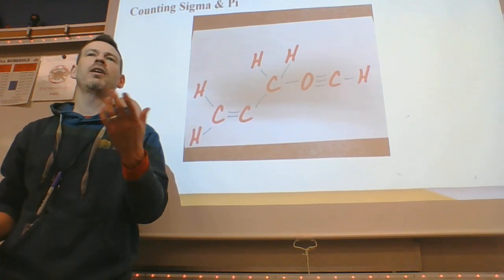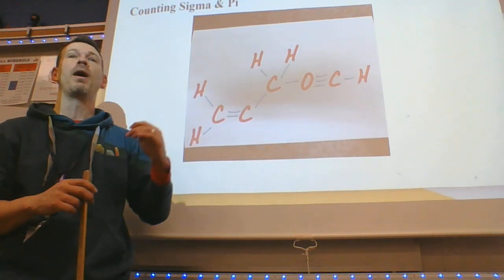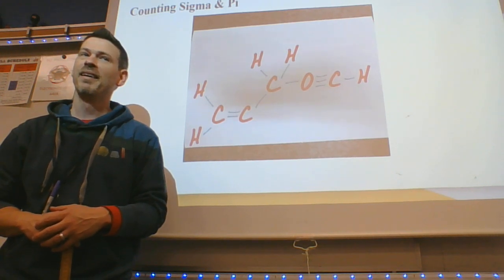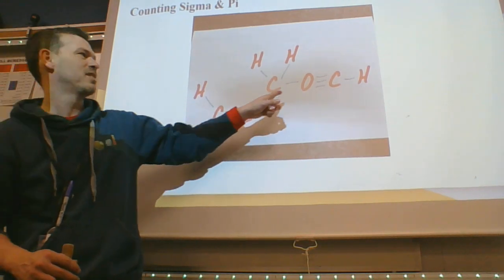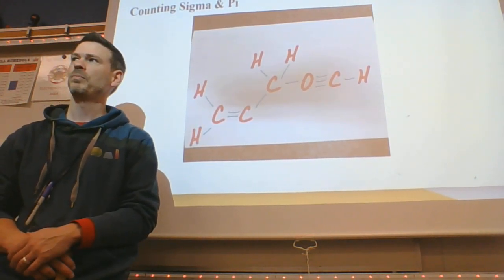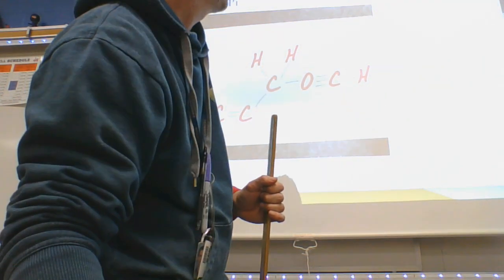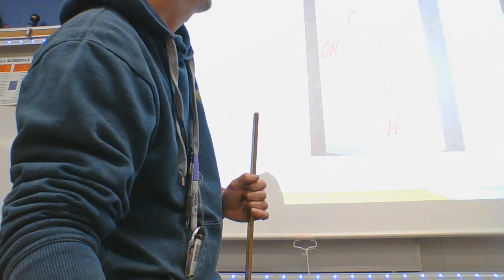So the question could ask it a little more in a fun way. It could be like, how many of these bonds can rotate? How many? 7. 7 of them can rotate because those 2 cannot. Very good. You try one. We'll draw some cards. Draw that.